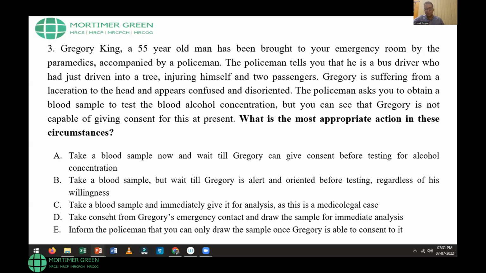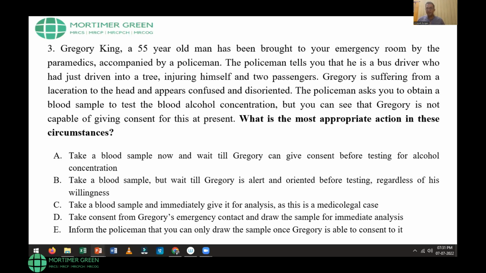So now this is a very confusing question. Do you take a blood sample and wait till Gregory can give consent? Is that logical? For my Indian mind, it seems to be very stupid. B, take a blood sample, wait until Gregory is alert and oriented before testing, irrespective of his willingness. So what is the point of him being alert and oriented if you're not going to take his opinion at all? C, take a blood sample and give it immediately for analysis as this is a medical legal case.